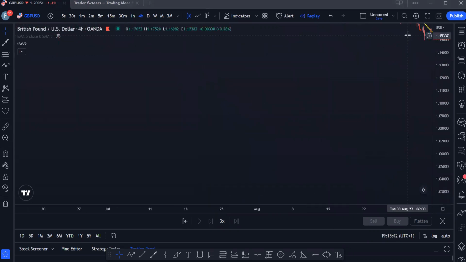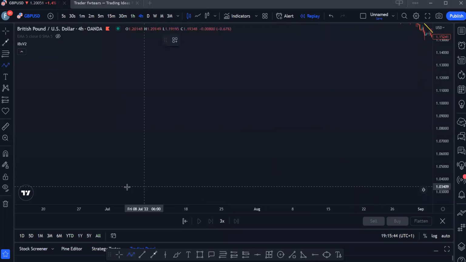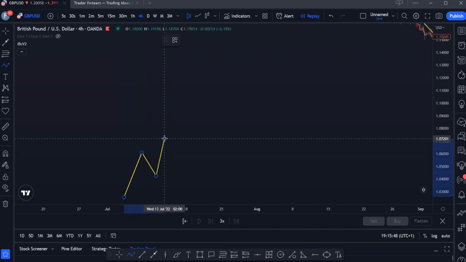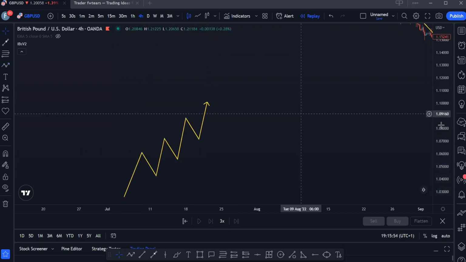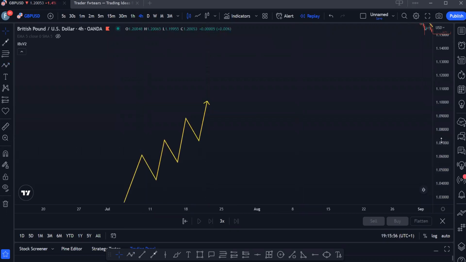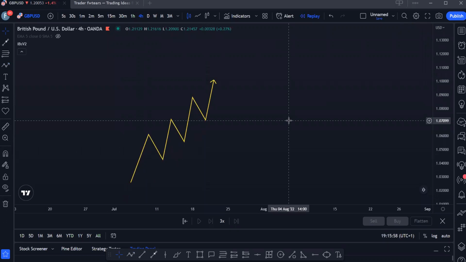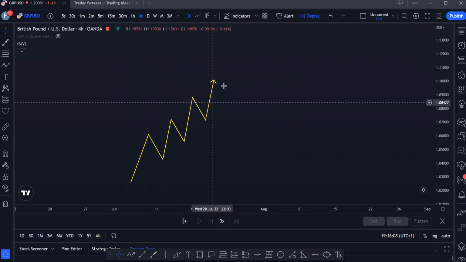Let me show you something real quick. When price is going in an uptrend, it's creating new higher highs. I try not to really talk about this in a beginner's class, but it's good that you get introduced to it as early as possible. So this is what an uptrend looks like.